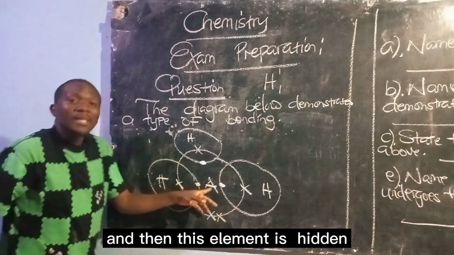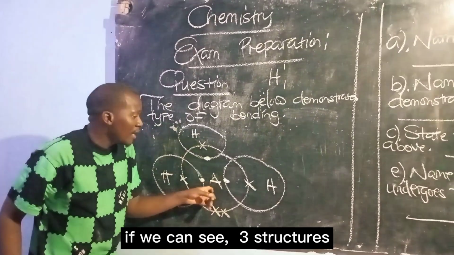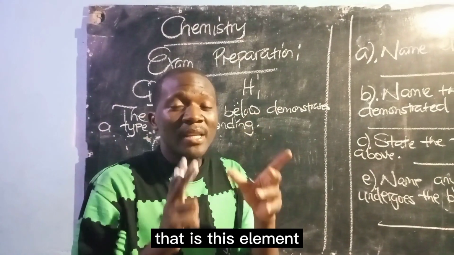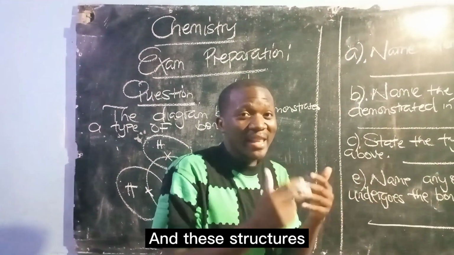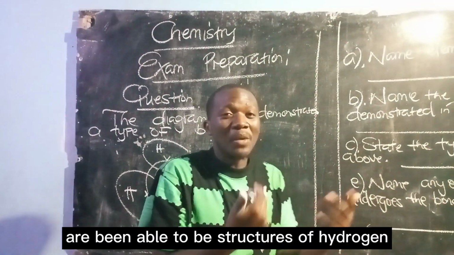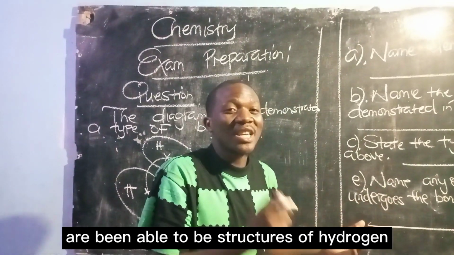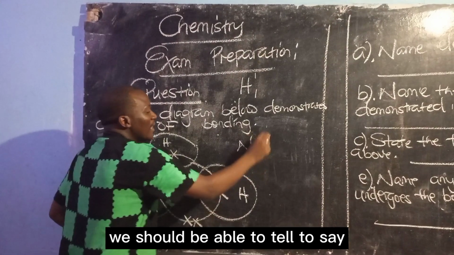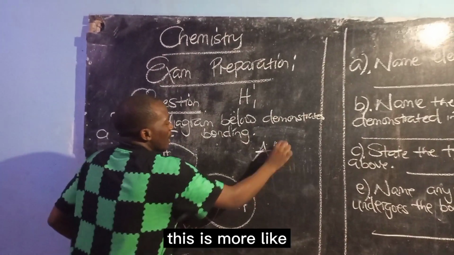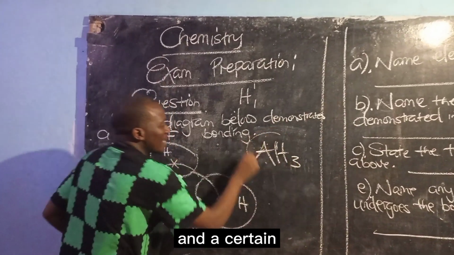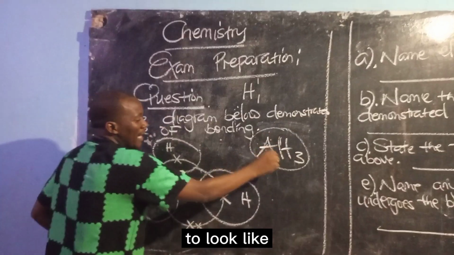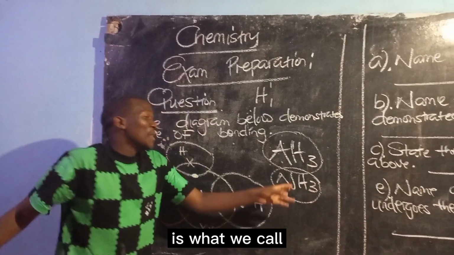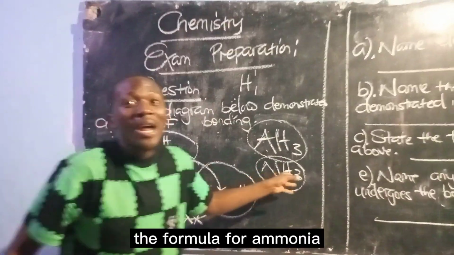Then this element is hidden. If we can see, three structures are surrounding this element, which is being called A, and these structures are structures of hydrogen. And amongst the things we should discuss, we should be able to say this is more like AH3. And a certain formula which looks like this is NH3. Such a formula is what we call the formula for ammonia.